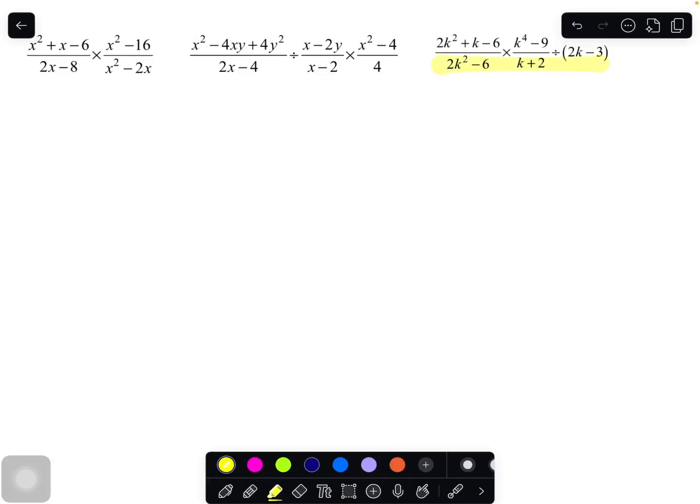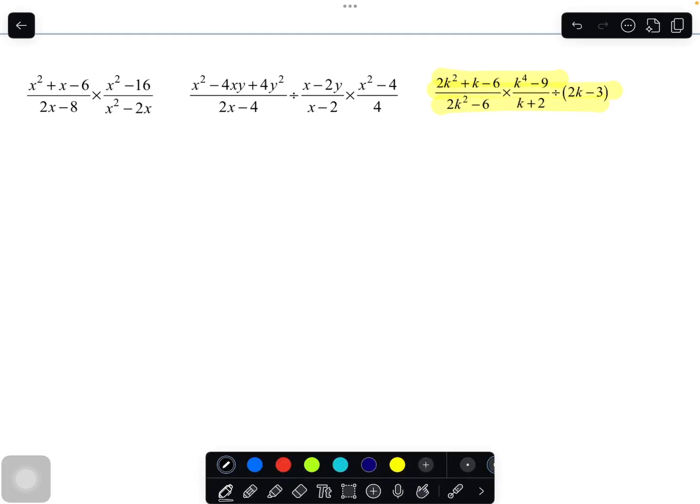Okay, we're now moving on to this final one here. So in this question, we need to first factorize this 2k squared plus k minus 6. And let's just go through that factorization process quickly. We have 2k, we have k. What two terms, if I multiply, will give me 6? I'll have 3, and I'll have 2.